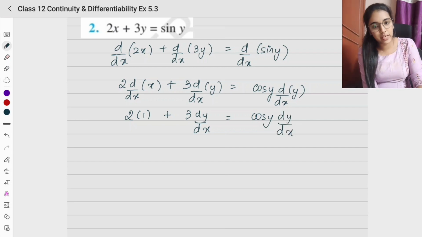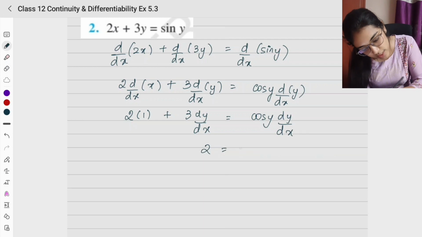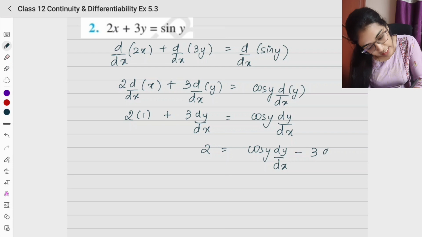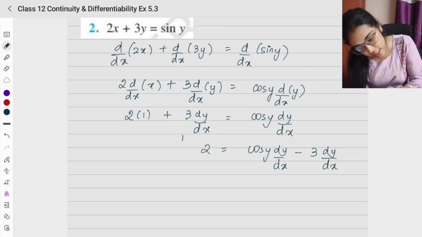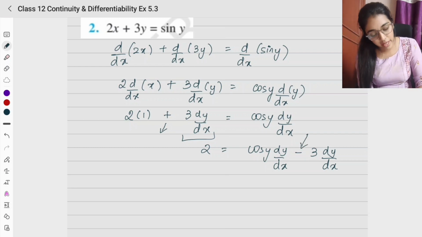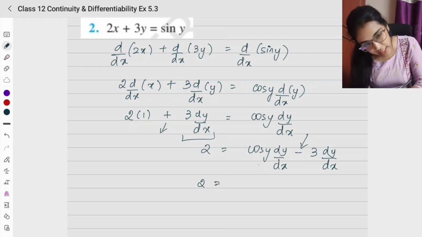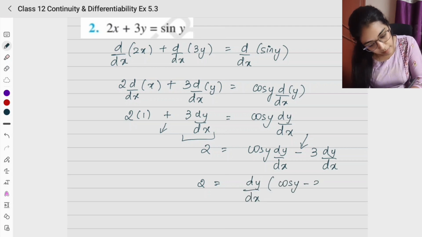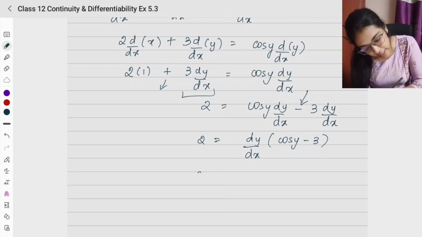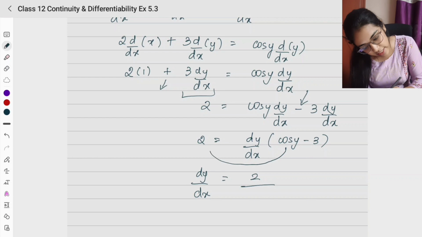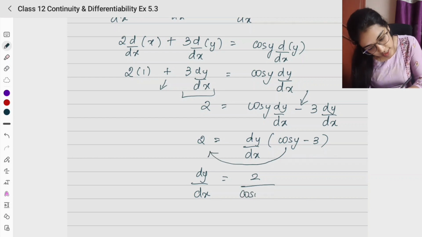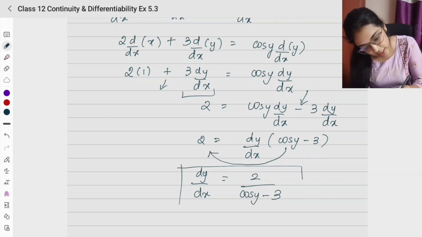So in that, we can club the dy by dx terms. So I have 2 is equal to cos y dy by dx minus 3 times dy by dx. So this is in terms of product. But here there is a plus, so when it comes to the other side, I'll have a minus. Now I have 2 is equal to taking dy by dx common, dy by dx of cos y minus 3. Now I need to find dy by dx. So dy by dx is equal to 2 divided by, when this goes to the other side, it becomes a division. So I have cos y minus 3. So this is my final answer.